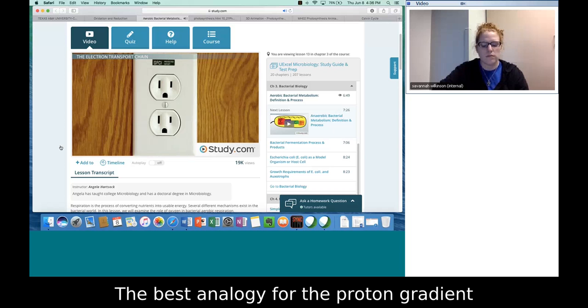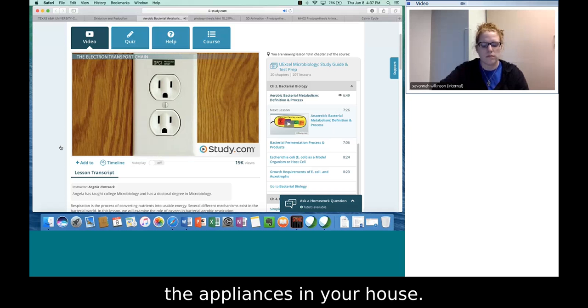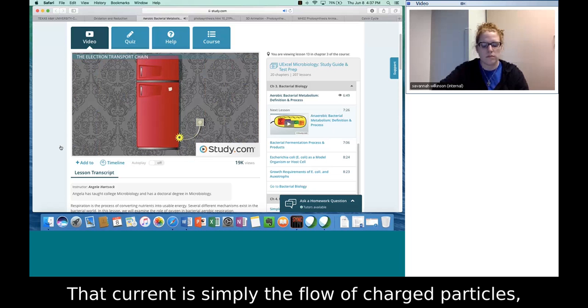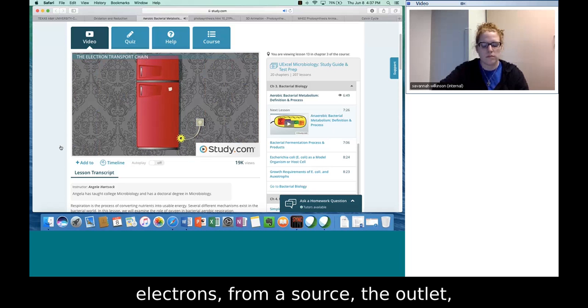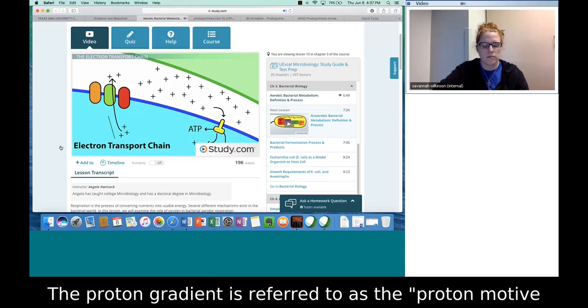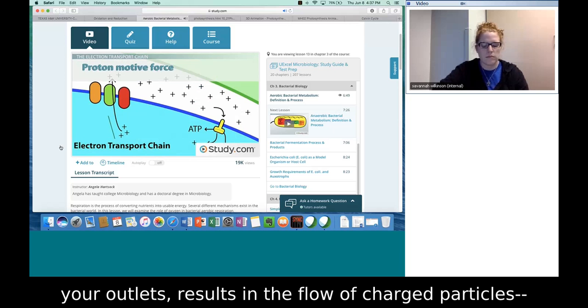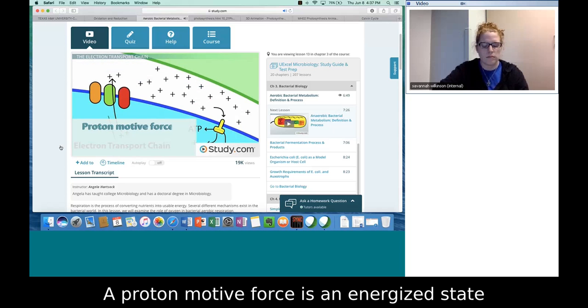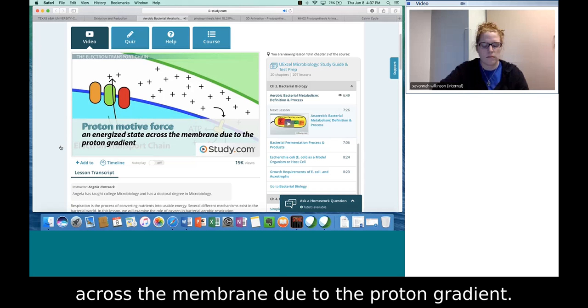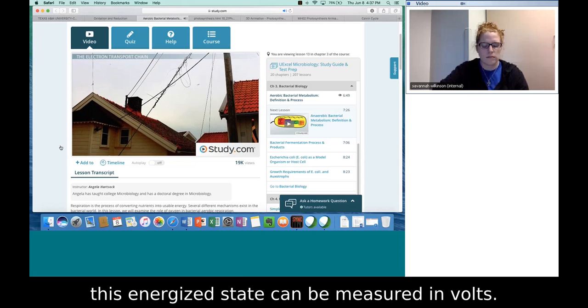The best analogy for the proton gradient is the electrical current you use to power the appliances in your house. That current is simply the flow of charged particles, electrons, from a source, the outlet, to a refrigerator, the appliance. The proton gradient is referred to as the proton motive force, and like the current you access through your outlets, results in the flow of charged particles, in this case protons. The proton motive force is an energized state across the membrane due to the proton gradient. Just like the electricity in our homes, this energized state can be measured in volts.